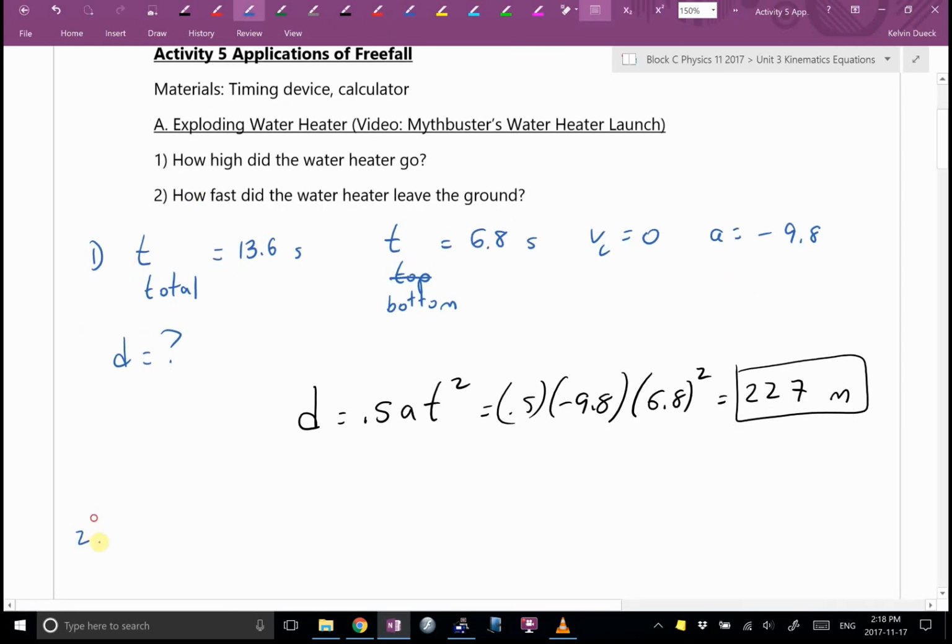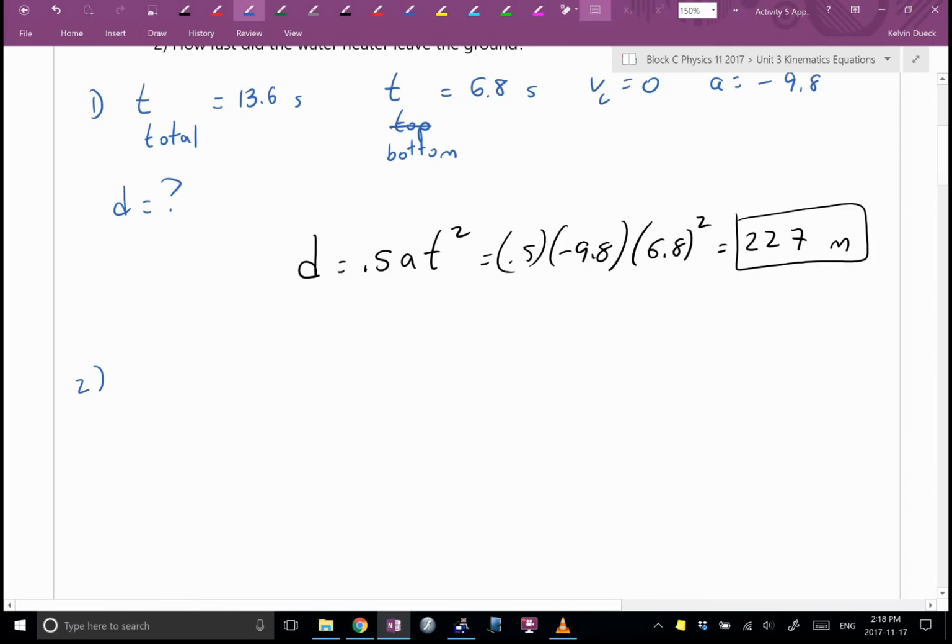Mateo, what's the second thing it wants me to find? Sure. How fast the water? What's that going to be in our little variable montage? I'll give you a hint. It's going to be a V. Which one? Okay, so now we're going to start our timer on the ground. We're going to say we know that VI is question mark. But now, if I'm starting on the ground, I know VF at the top, which was 0.